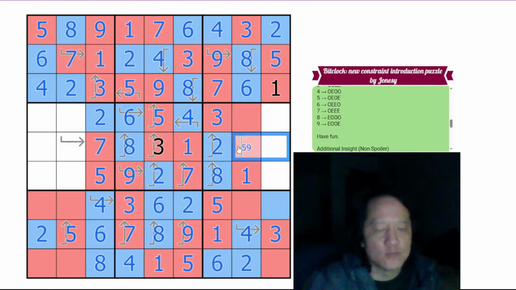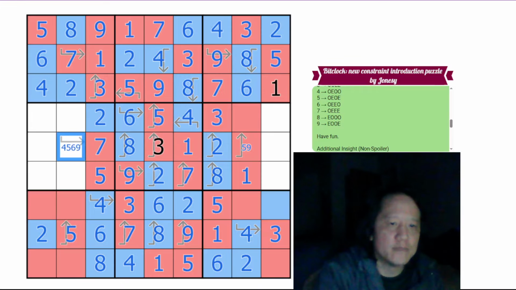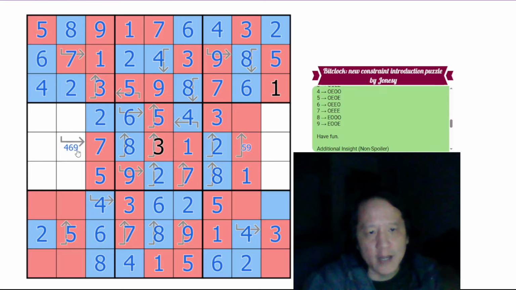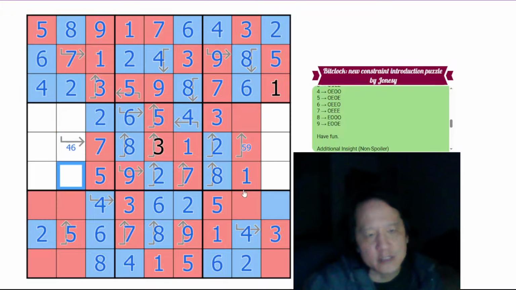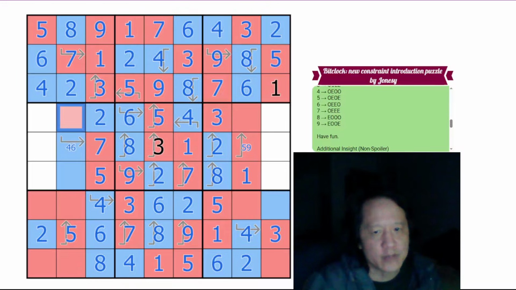Remaining digits in row 5. We have 4, 5, 6, and 9. Well, this can't be 5. So 9 would have to have an even digit as the 8-bit, which is not allowed, because that's odd. So this is 4, 6, which means the 4-bit is always turned on, and 4 and 6 are both even. So these are even, therefore that makes this odd.